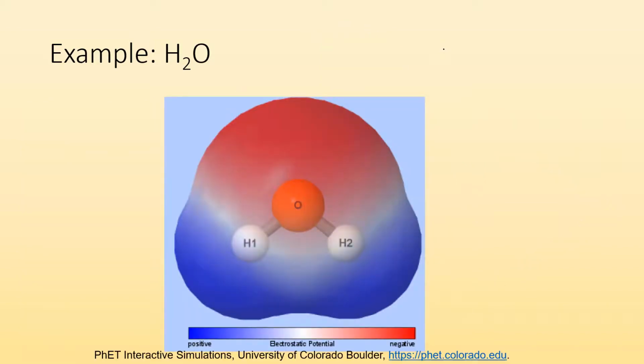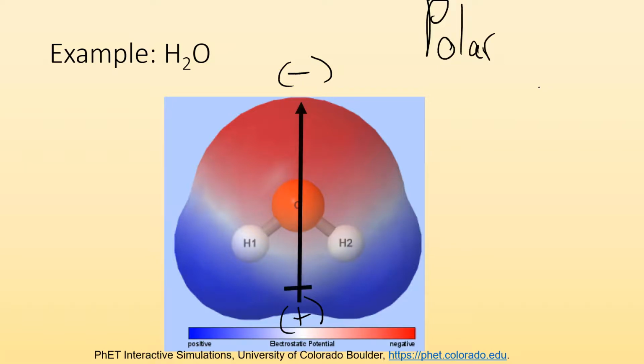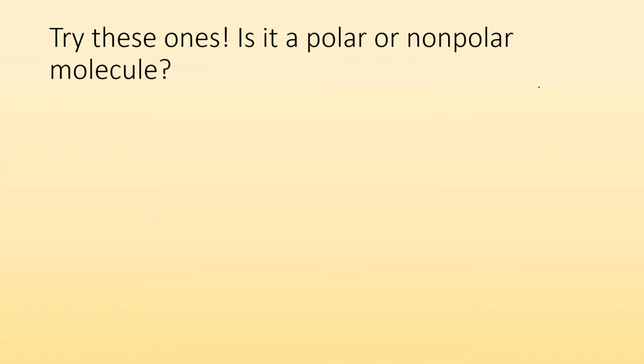So if we take a look at the electrostatic potential, you can see there is a negative pole and a positive pole. So that would make the water molecule polar. There's like a north and south pole, a positive and a negative pole. Right? And that would be the dipole moment for that molecule. So try these out. Figure out, is it polar? Is it a non-polar molecule? Right? So pause it, draw Lewis structures or something, figure out what shape they are, and figure out if they're polar or not.